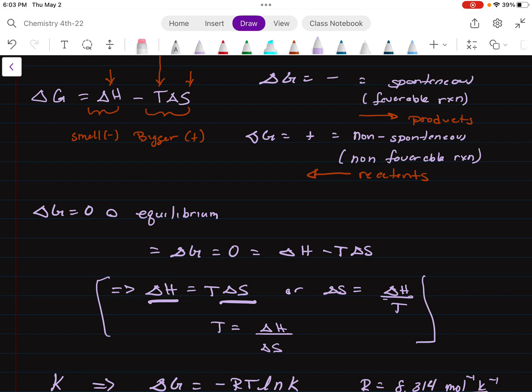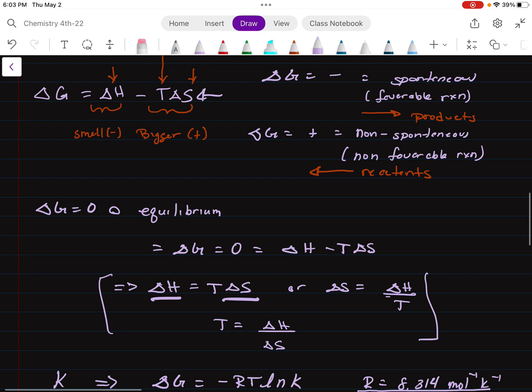And just manipulating this formula here is going to help you answer a lot of the questions as long as you understand that delta H is equal to energy, or heat, and the delta S is your entropy, or disorder. Okay, so just remember that and just manipulate the equations. Okay, that's it for today.